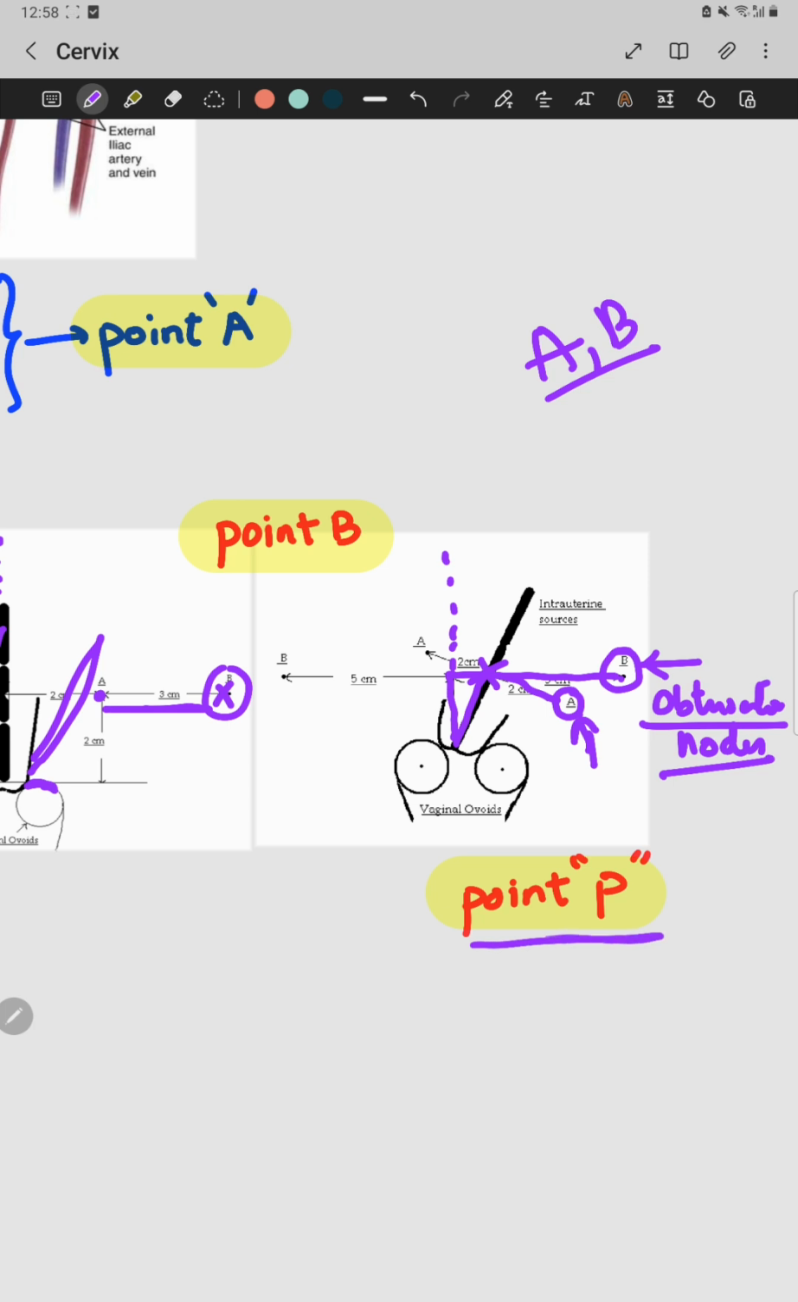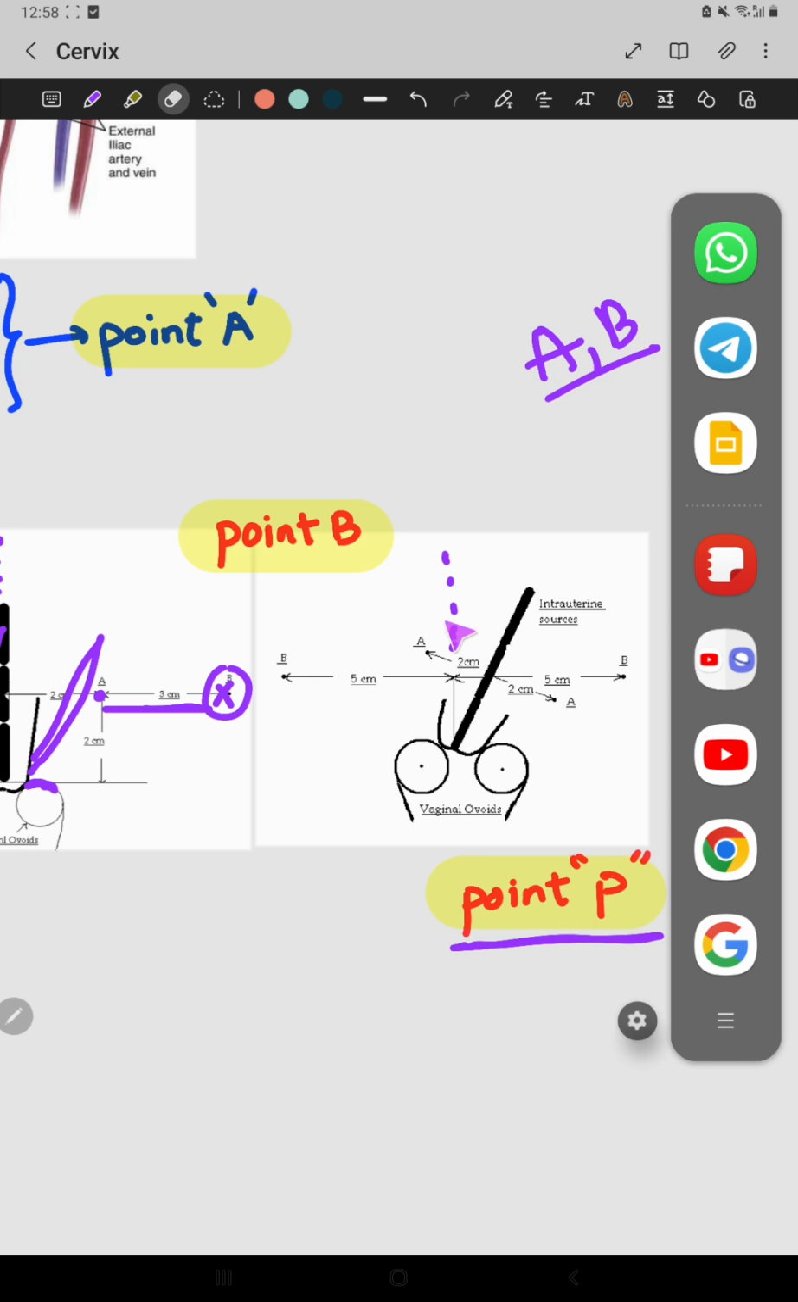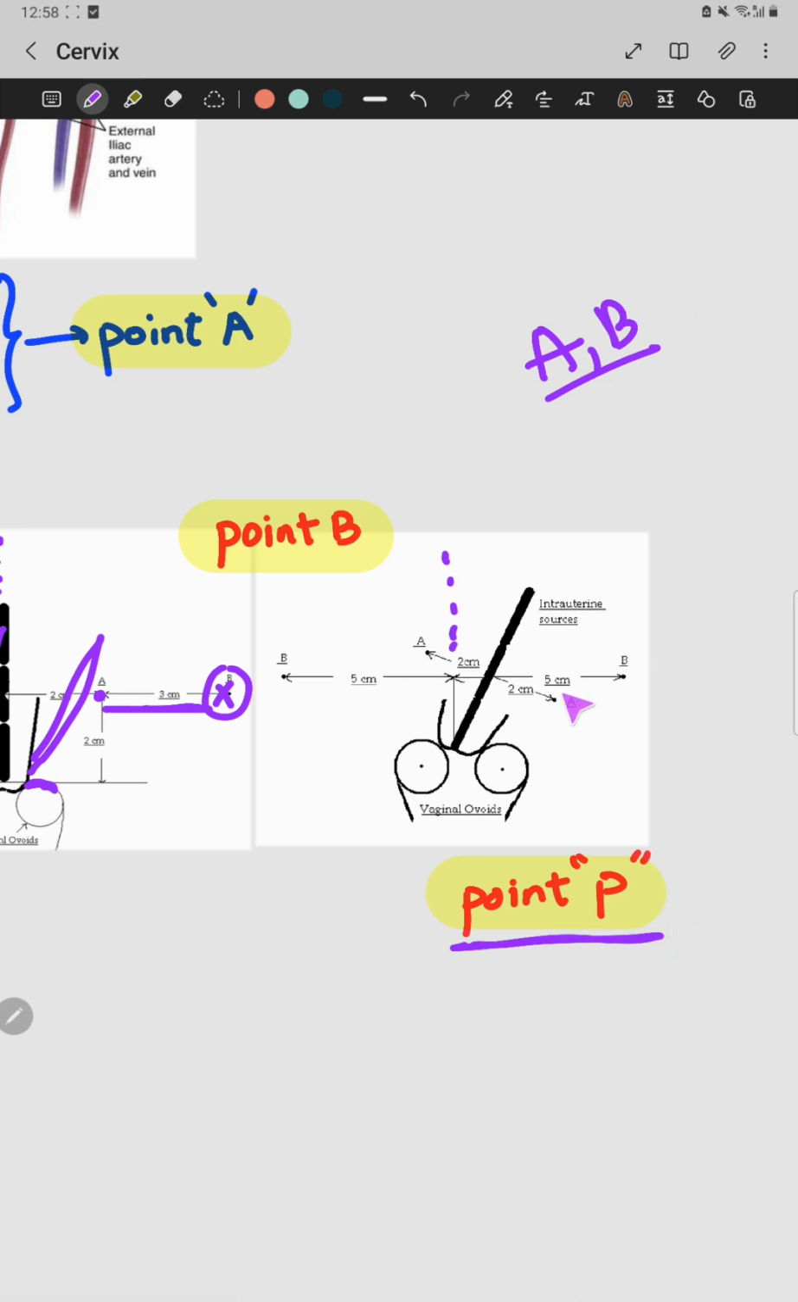What is point P? Point P is 6 centimeters lateral to the central axis. So here the central midline, this is 5 centimeters, right? 5 centimeters is point B. If it is 6 centimeters, this is point P, and this represents the lateral most point of the pelvis, and this is also where the lateral pelvic wall is.